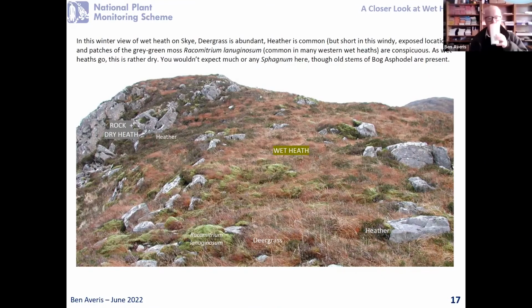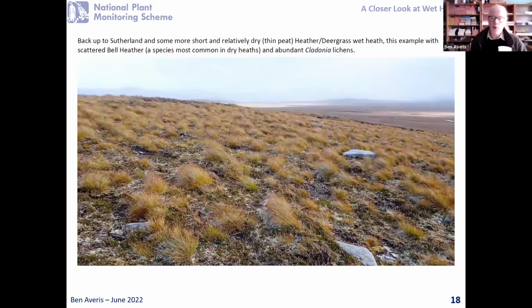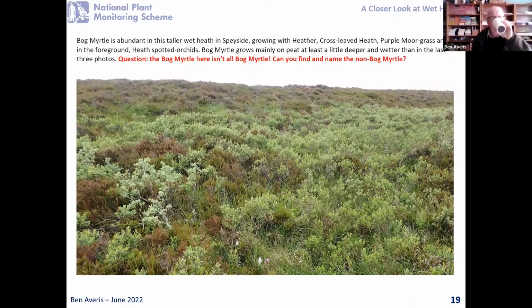Okay, next picture is again heather and deergrass, both very abundant, with quite a scatter of little whitish-coloured Cladonia lichens in there. Up in Sutherland, not that surprising to find all those lichens. And there's bits of bell heather there, though you can't really see it very clearly unless you magnified it up quite a bit. But that's another example of what is at the naturally drier end of wet heath, on a shallow peat with bits of rock sticking out of it. And the next one is quite different, really.